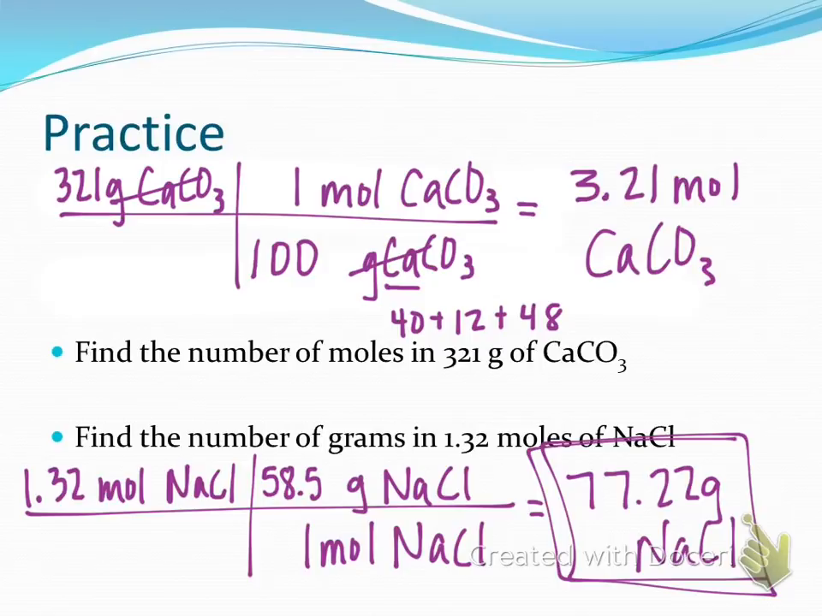Okay, when we're looking at grams and moles, the number of grams should always be higher than the number of moles, with the exception of hydrogen, in which they'd be the same. But grams should always be larger than moles. We started with more than 1 mole, so our answer should be greater than 58.5, which it is.